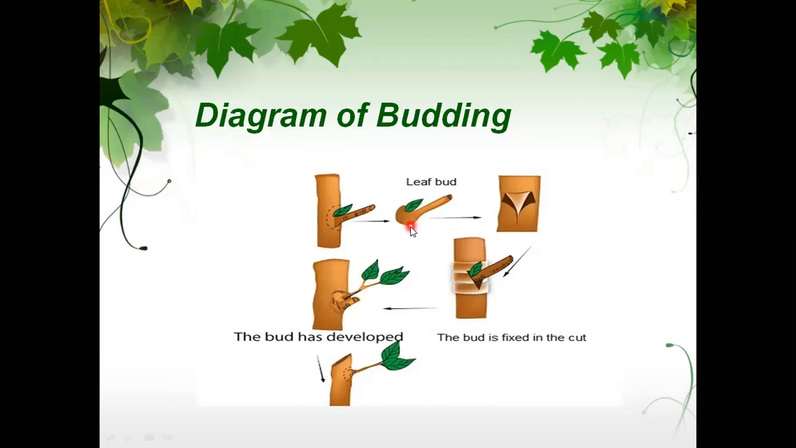See, this is the leaf bud. We have to cut this part in such a way that we can insert it into the stalk. This is the cutting part of the stalk. We have to insert this leaf bud into the stalk. This is our scion and this is our stalk. After it is inserted into the stalk, the bud has developed here. The advantage of budding: the species that can't be propagated by cutting, we have to propagate by using grafting and the budding method.